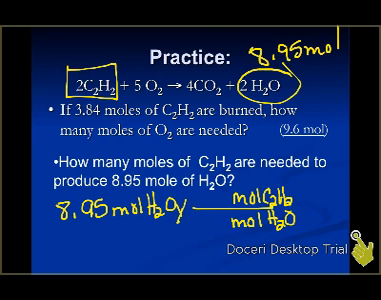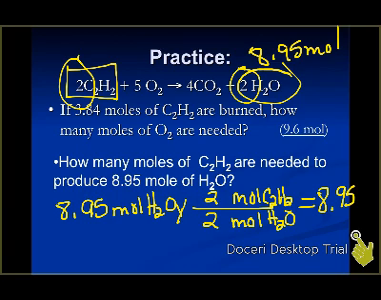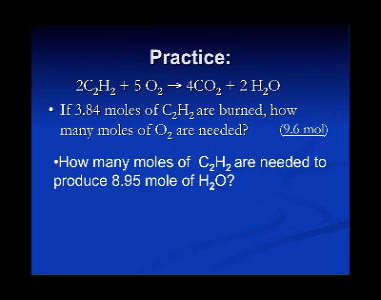We look at our chemical equation. There is a 2 in front of C2H2. There is a 2 in front of H2O. Luckily for us, we know something about 2 divided by 2, that's going to equal 1, so we shouldn't even have to put this in our calculator. But our answer should be 8.95 moles of C2H2. Alright, let's see what's in store next.